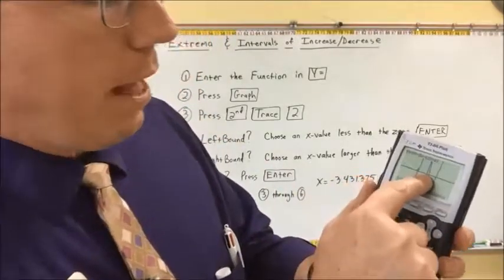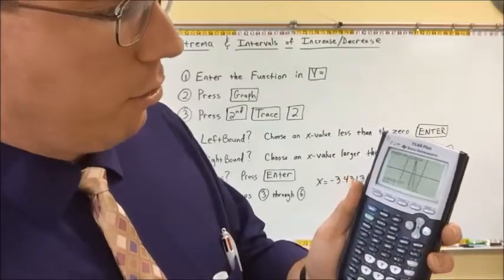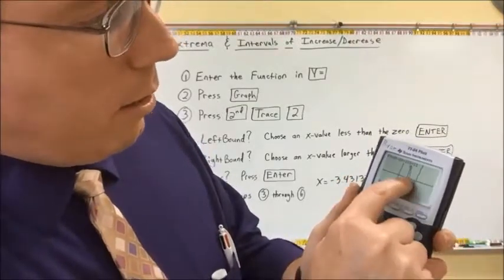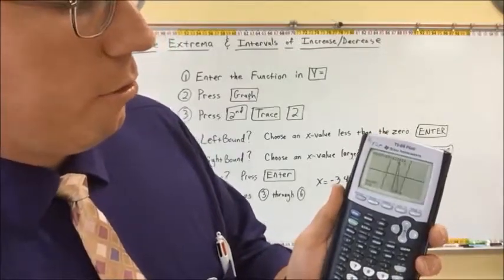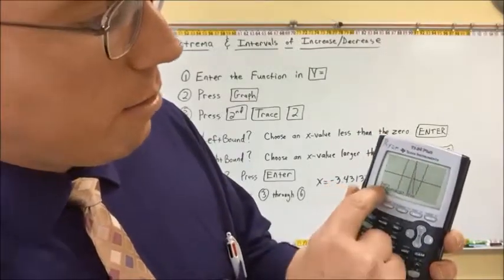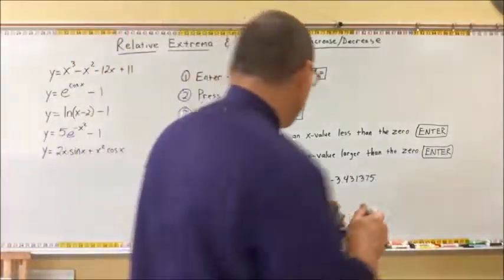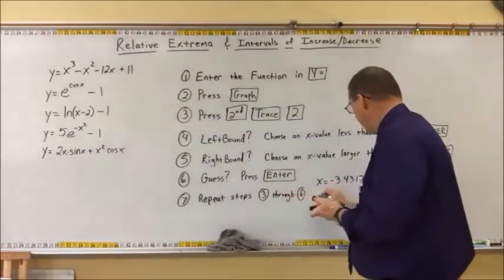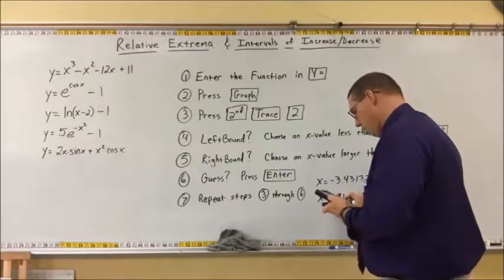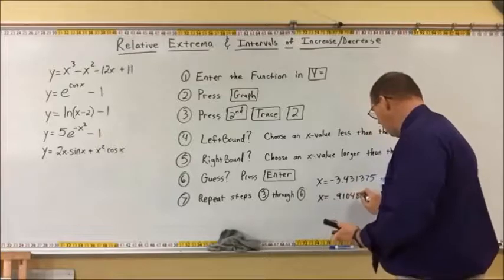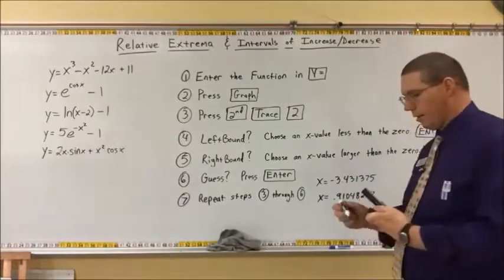Left bound, we're looking for that zero. Looks like zero is to the left of that zero. So we're going to hit 0, enter. And then right bound, it looks to me like maybe 2 is on the right side. So I'll hit 2, enter, guess. I'm just going to hit enter. It says there's a zero at 0.91048267. So I'm going to say that there is an x at 0.91048267. There we go. That's the second zero.